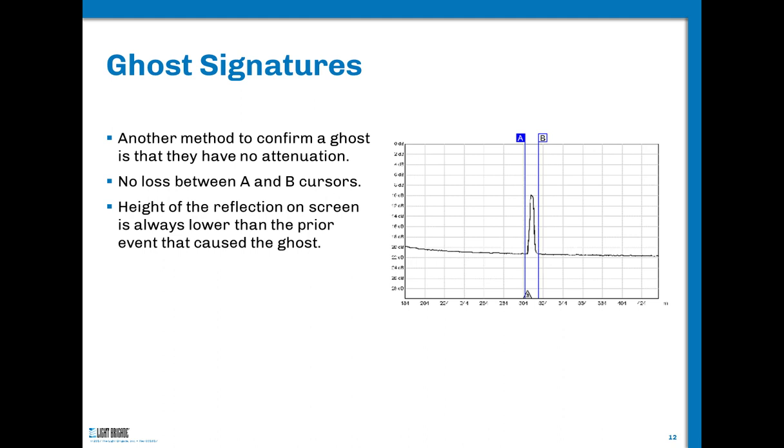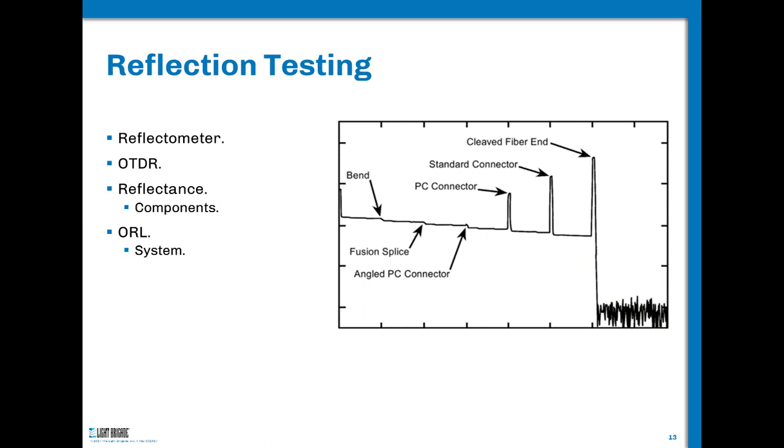One is, besides being double the distance, that if you make a measurement through a ghost signature, there's no attenuation through them. In this case, we did a two-marker method with the A and B cursors being used. And there would be some attenuation just because of the distance between A and B, but it would be into the hundredths of a dB very easily. But there's literally none because there's no ghost there. It's just a false image. And that just tells us the sensitivity of the OTDR to measure very minute reflections.